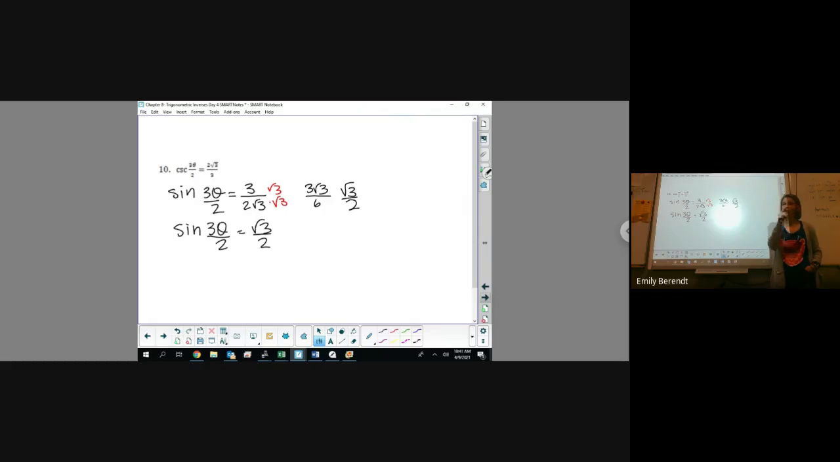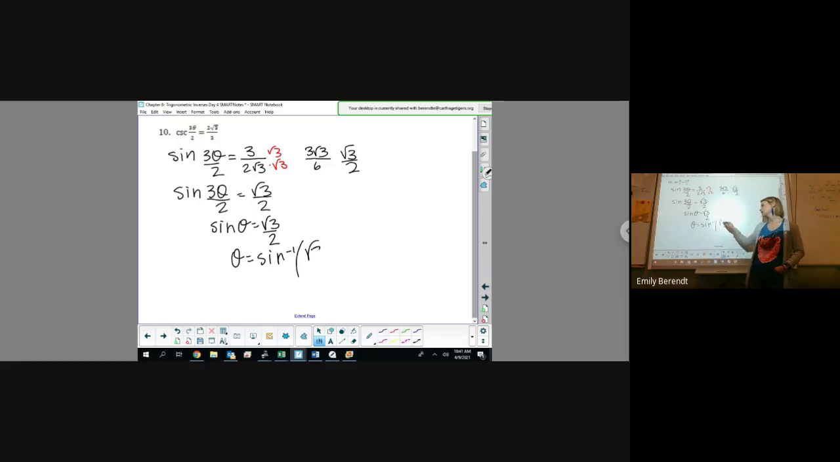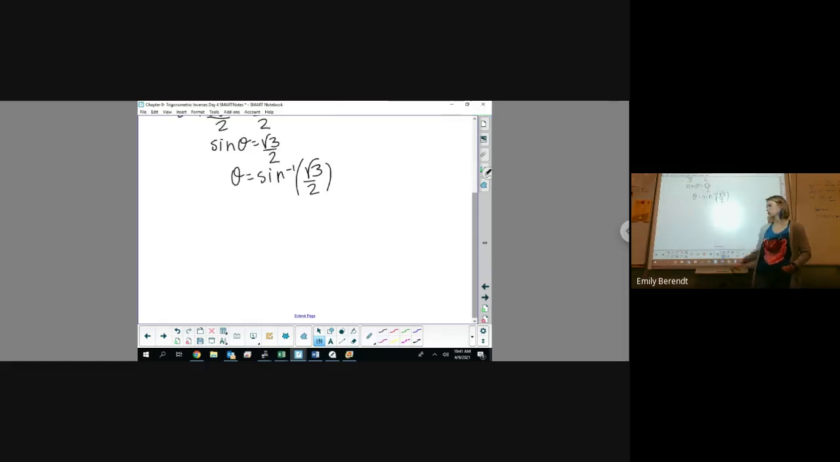All right, so we need the general value. Let's ignore that 3/2. We just work with the sine of theta equals root 3 over 2. And we're working with the inverse sine of a positive root 3 over 2.